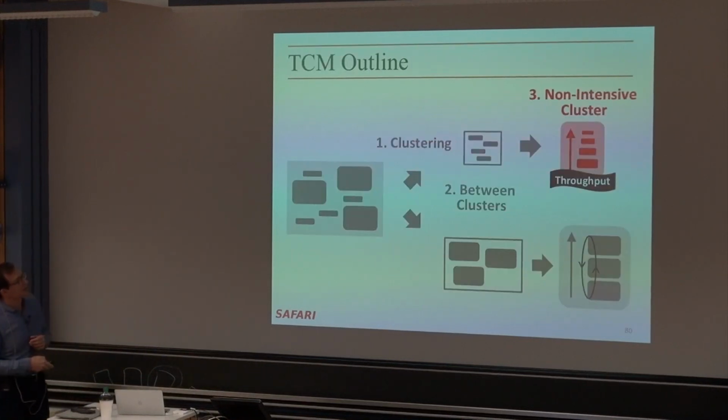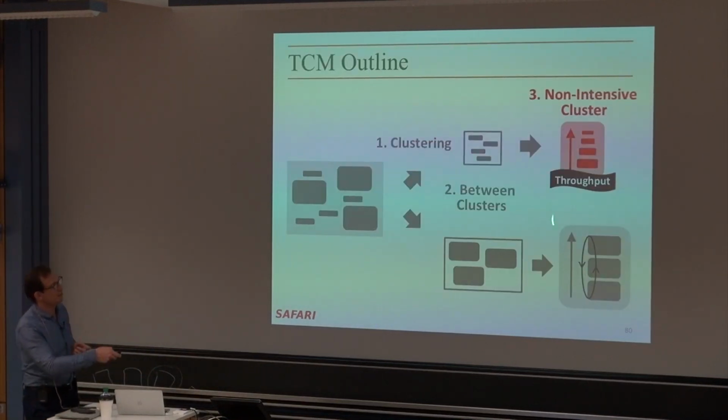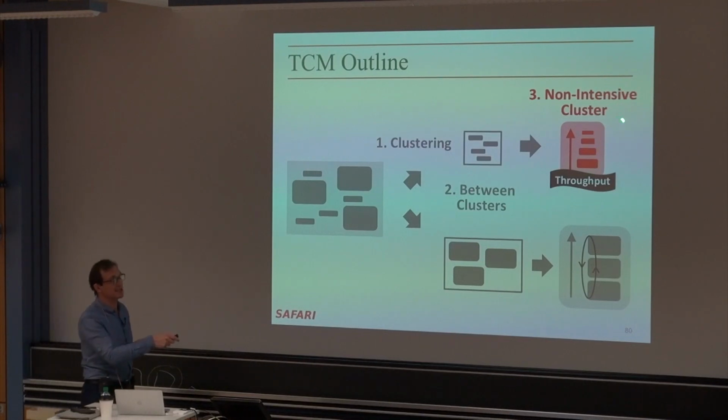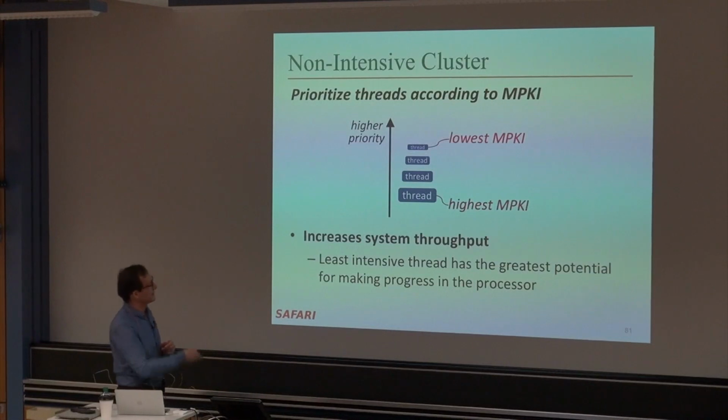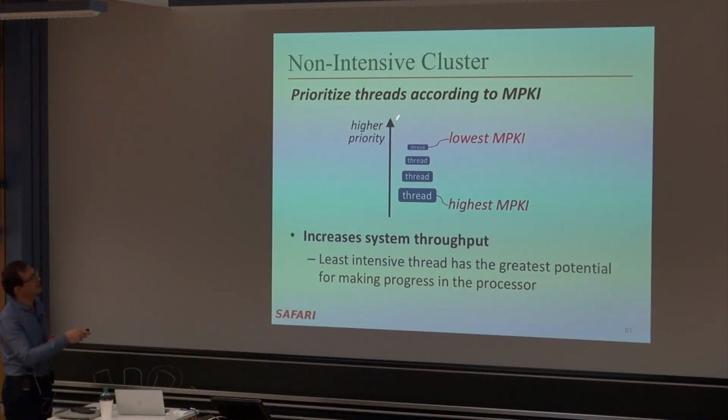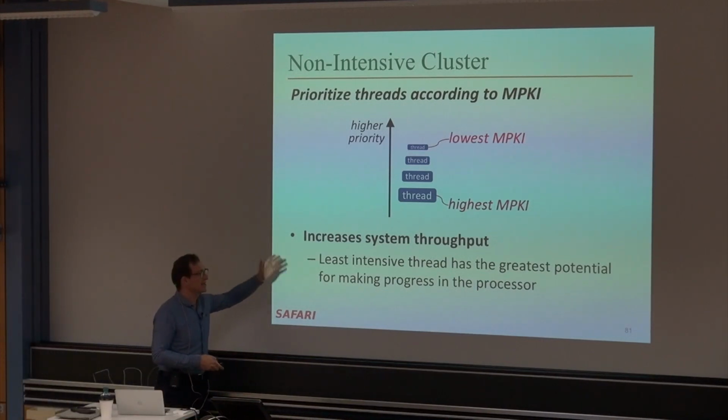Okay, so non-intensive cluster, as I said, you have a throughput-oriented scheduling policy. You prioritize the less intensive threads over others based on their MPKI. And that's the idea over here. You prioritize threads according to MPKI, you form a ranking, and you use that ranking. And this is the same mentality as we discussed before.